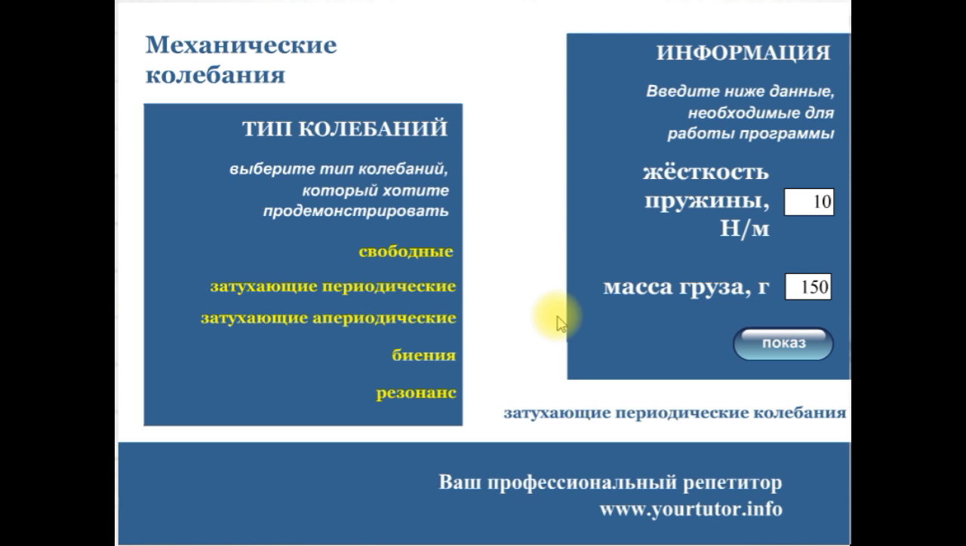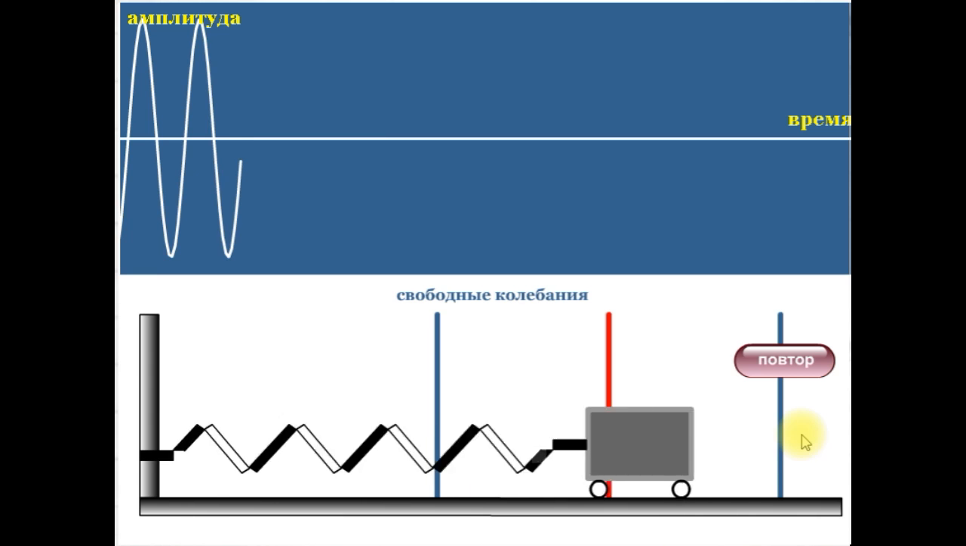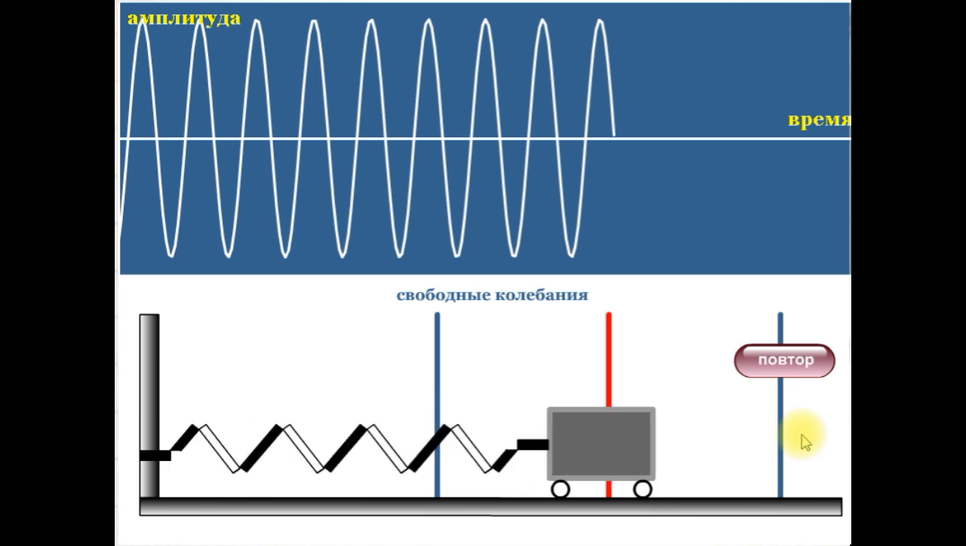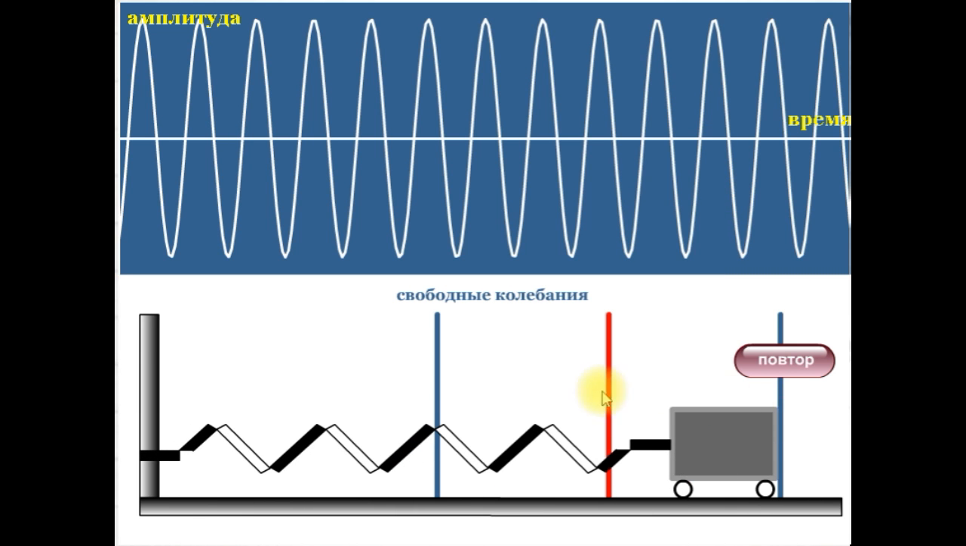Let's start with the simple harmonic oscillations. These kinds of oscillations occur when the spring pendulum moves without friction. Check it out. As you can see, the graph of position as a function of time is a graph of a cosine. That's why these oscillations are called the harmonic oscillations.